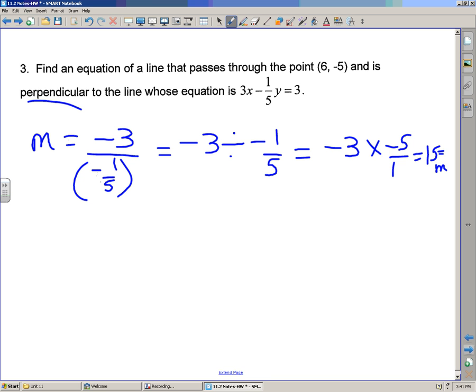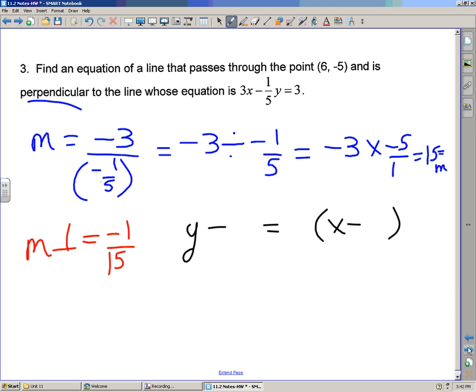Because you're being perpendicular, the slope of a line that is perpendicular to what's given is the negative reciprocal. So I'm looking for a slope of negative 1/15. Don't worry about this being a fraction. It's not a big deal. Point slope: y minus y1 equals m, x minus x1.